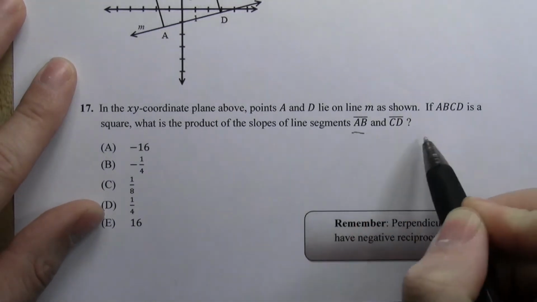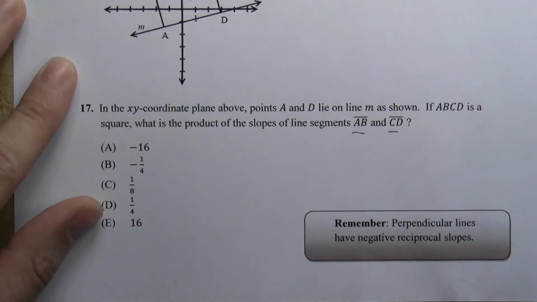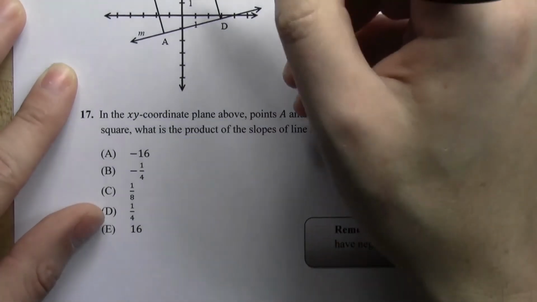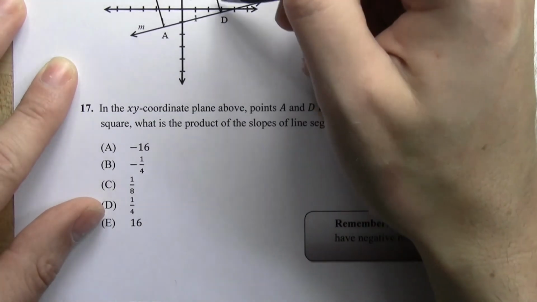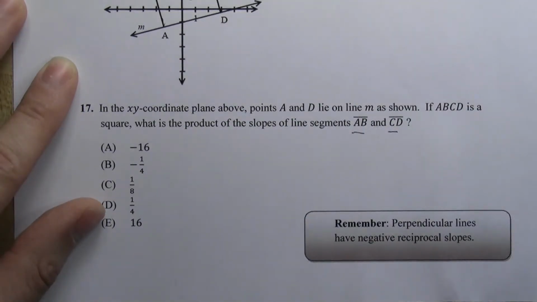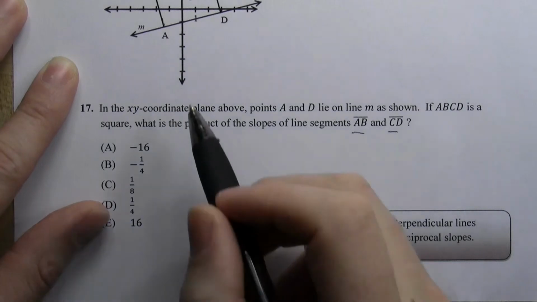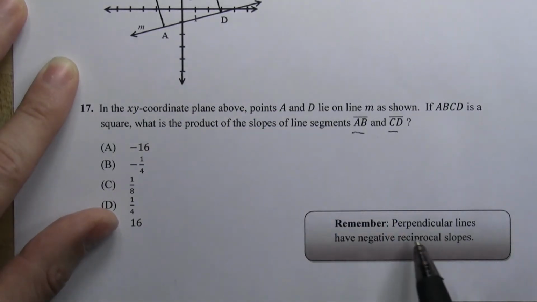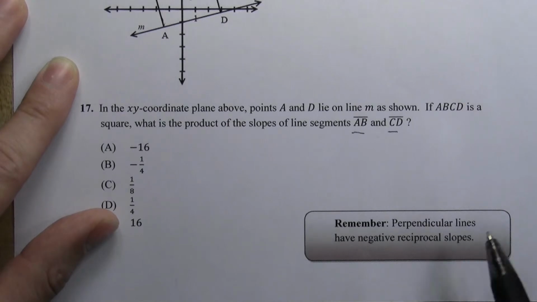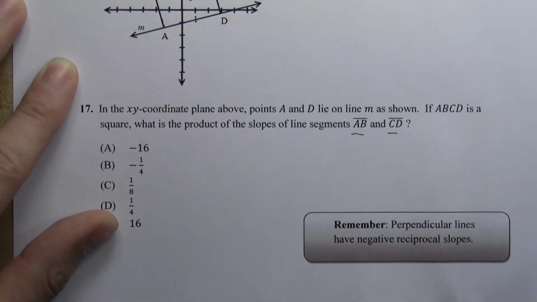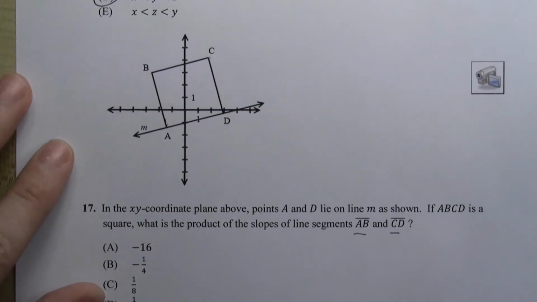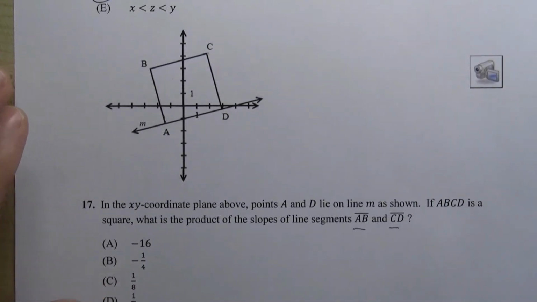We need to find the slopes of AB and CD. Yikes. Well, it doesn't look like there's enough information on this particular graph to get rigid points to find the slopes directly. So we're going to find the slopes indirectly. And that's where this little piece of information comes in handy. It says perpendicular lines have negative reciprocal slopes, which means that if you find one slope and you know that the next line is perpendicular to it, then you can find this new slope by taking the negative reciprocal.